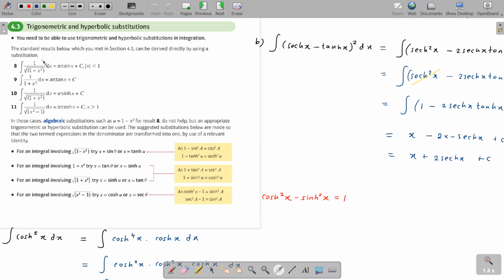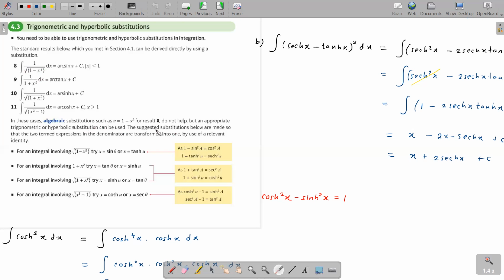Now for questions like this, these 8, 9, 10, 11 are the results that we discussed already and used in the previous exercise. They say that in these kinds of questions, if you want to do the proof of this particular integration using an algebraic substitution such as u equals 1 minus x square, it will not help you. You can try and see it will not help at all.